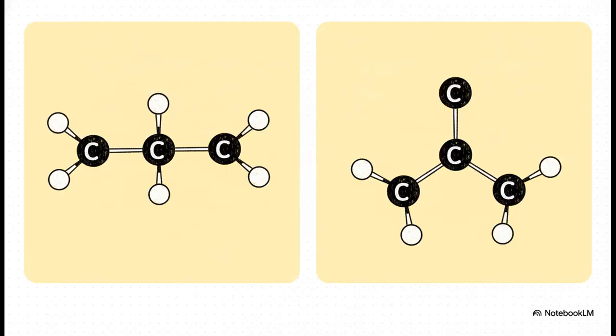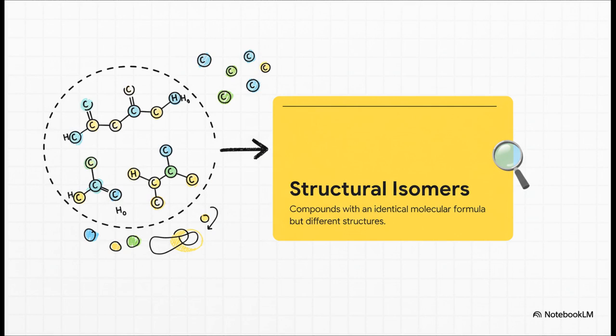So over on the left, we've got this straight, unbranched chain. That one's called n-butane. Then on the right, you see that more compact, branched structure? That one's isobutane. 2 completely different things, but they share the exact same formula, C4H10. And this brings us to a really important idea in chemistry. These 2 molecules are called structural isomers. That's the official name for it. It's when you have compounds with the identical molecular formula, but a totally different arrangement of atoms.